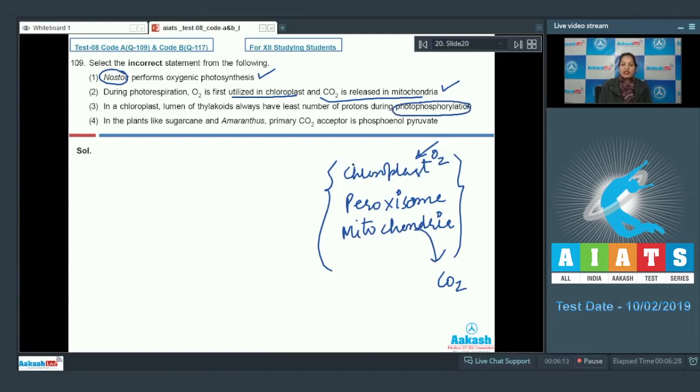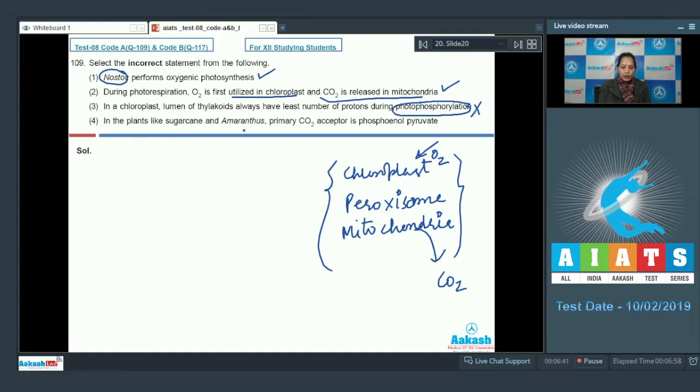Photophosphorylation is ATP synthesis in presence of light, and during photophosphorylation, lumen of the thylakoids have a large number of protons, so that ATP synthesis can take place. If lumen has a high concentration of protons, it forms the proton gradient and the protons move from lumen to the stroma to synthesize the ATP. So this is the incorrect statement.